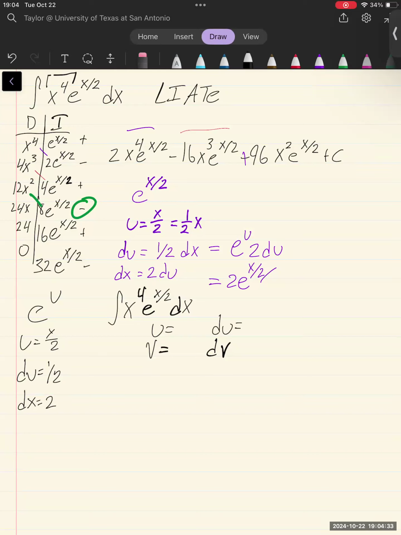If v is arctan, that's a good question. I'm actually not sure if I have an example like that.